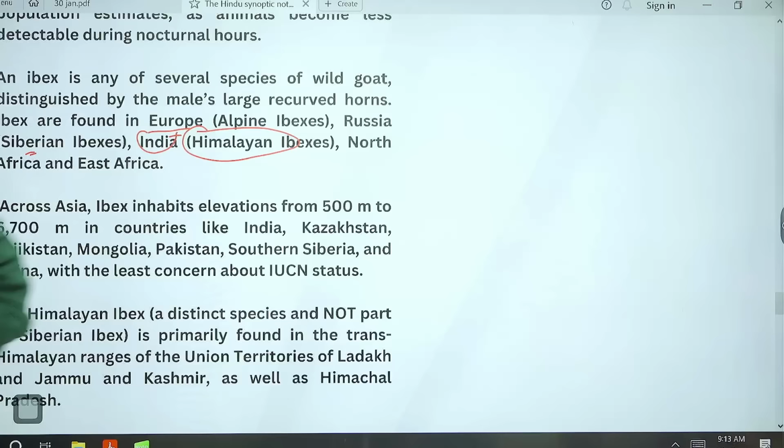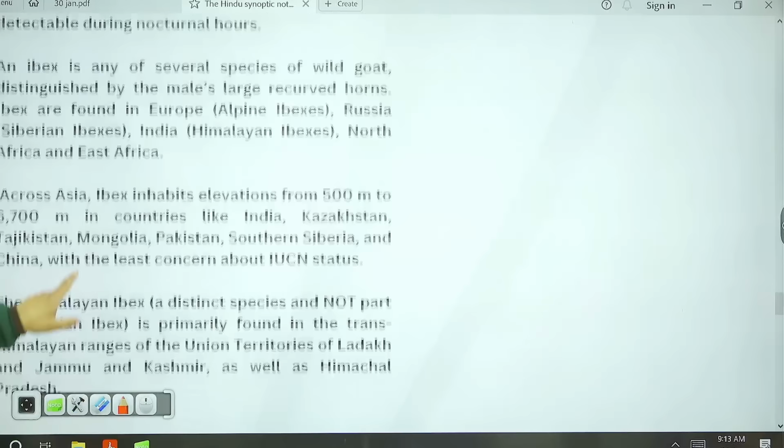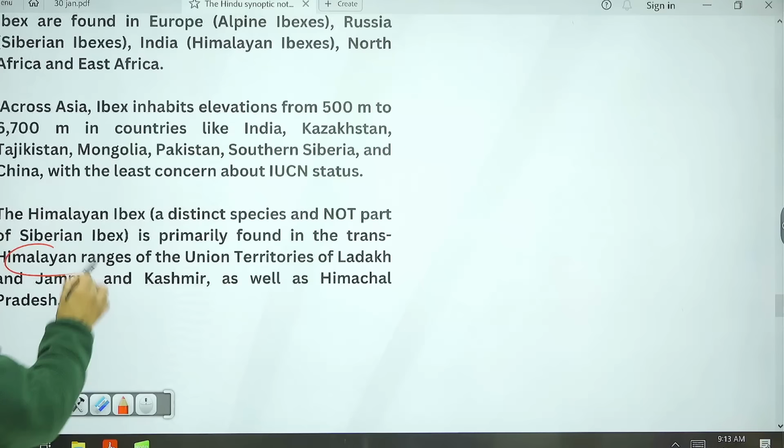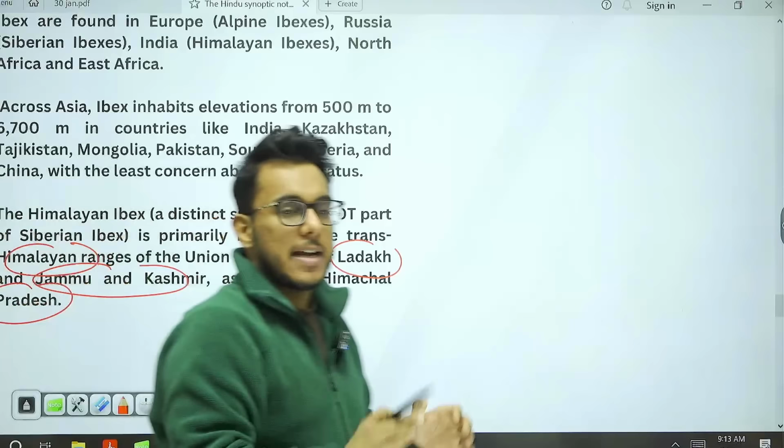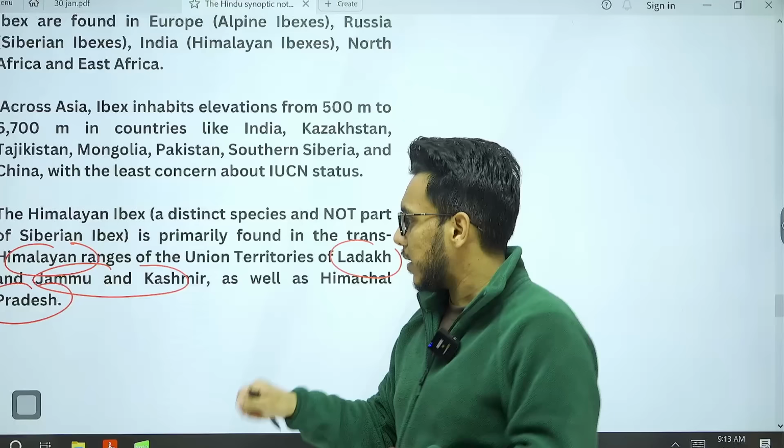In India, we have Himalayan ibex. Now, when we talk about the ibex in India, Himalayan ibex, they are largely found in the Trans-Himalayan region and Ladakh, Jammu and Kashmir and Himachal Pradesh. Ladakh, J&K, Himachal Pradesh and the Trans-Himalayan region. Okay, so that is about it.